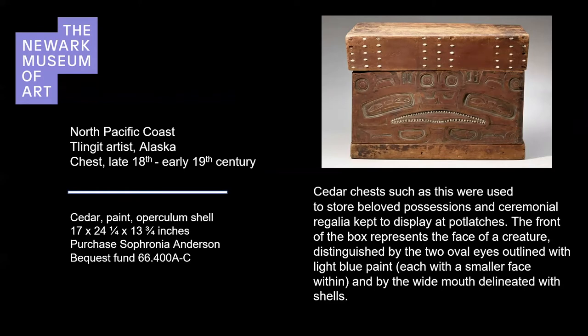This is a work by an unidentified Alaskan Tlingit artist from the late 1700s to early 1800s. It is carved from cedar, and the design is highlighted with blue paint and ochre colored shells. Cedar chests such as this were used to store beloved possessions and ceremonial regalia, such as robes, blankets, and masks that were kept to display at potlatches. A potlatch is a ceremonial feast to celebrate a marriage, birth, or rise to a place of social prominence.